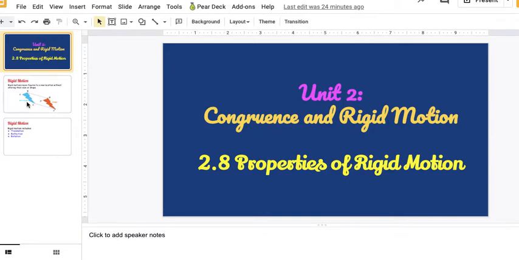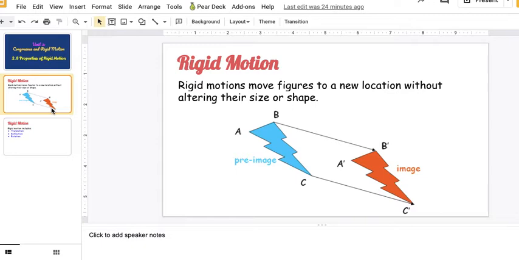Before that, let's quickly review something we discussed about rigid motion. As we mentioned before, rigid motion is a type of transformation. They move the figure into a different location. However, the most important thing is they do not change the size or the shape of the original picture. That's why we say rigid motion can produce congruent figures. The picture before the movement is called the pre-image, and the one after the movement is called the image. We prefer to use that little prime mark in the corner to label them.